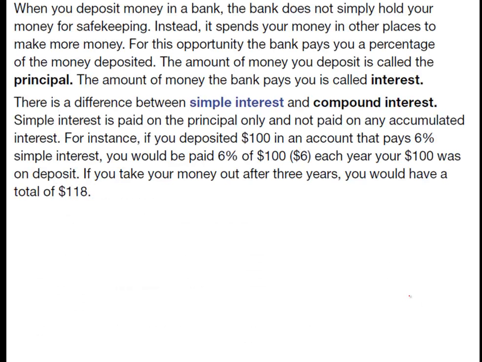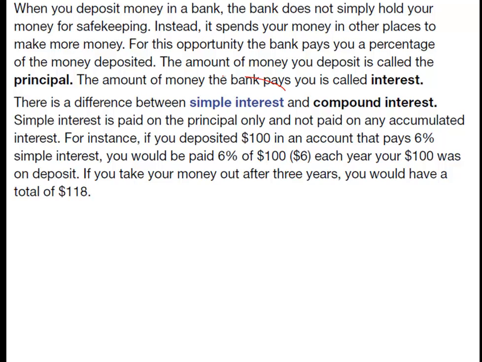All right, so when you put money in the bank, they don't just bury it in a hole and save it for you till you need it. They invest it and they earn money on the money that they invest, so they pay you some interest. The money that you give them to put in the bank is called principal, and the money that the bank pays you for the use of your money is called interest. There are two types of interest: simple interest and compound interest.